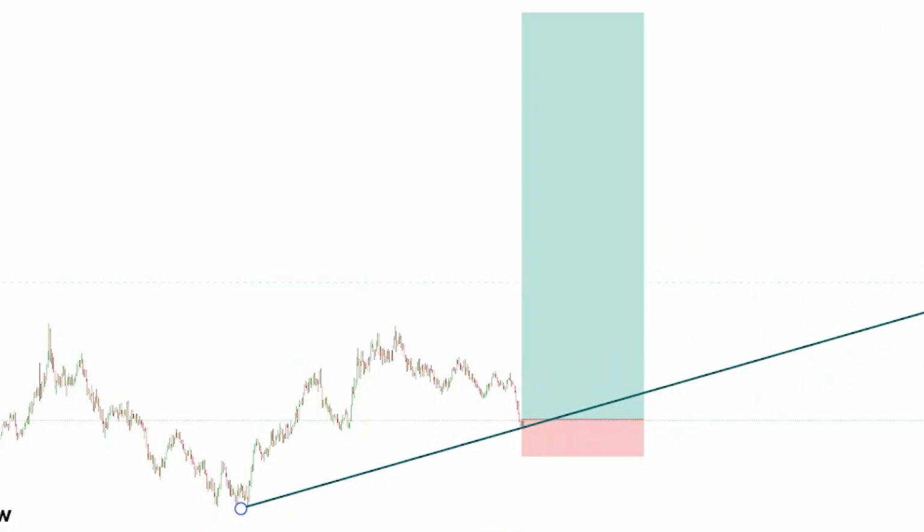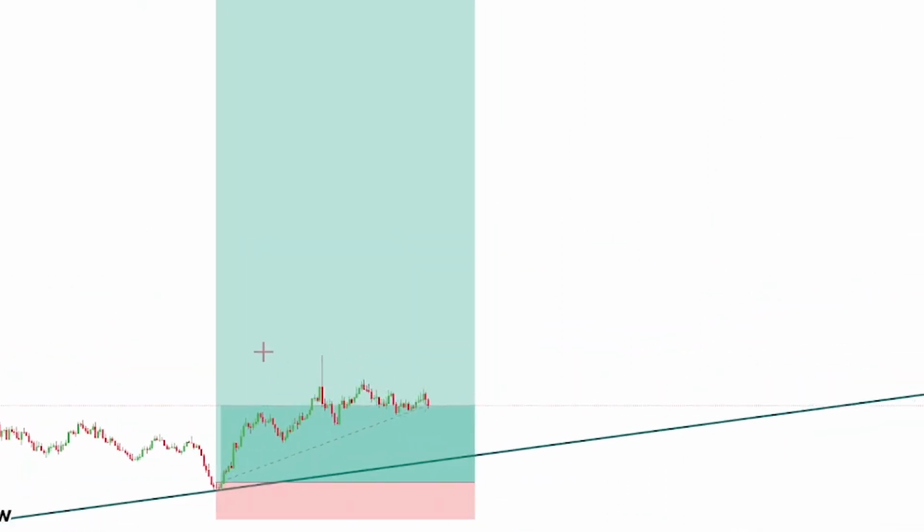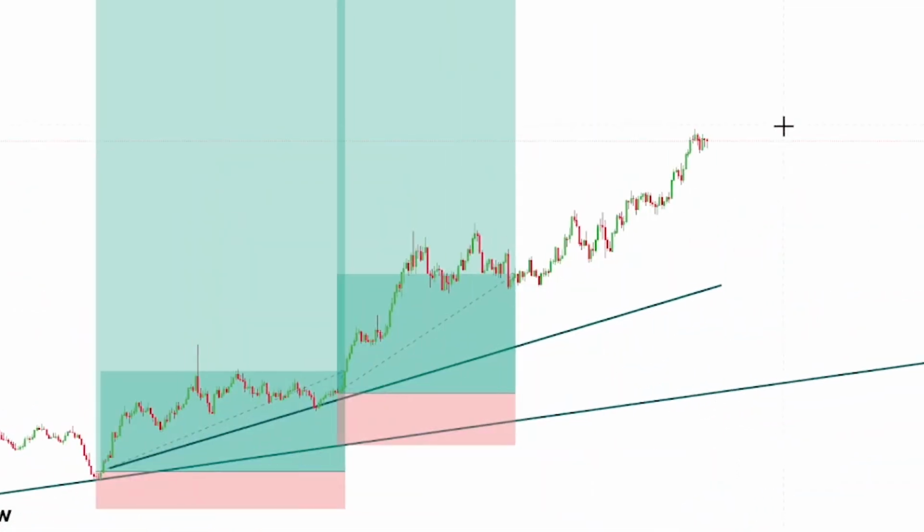The trend line. One of the tools many traders use to get strong entries in the market.